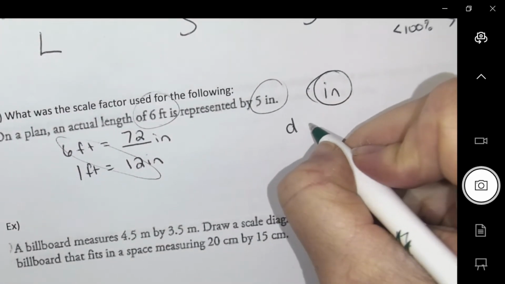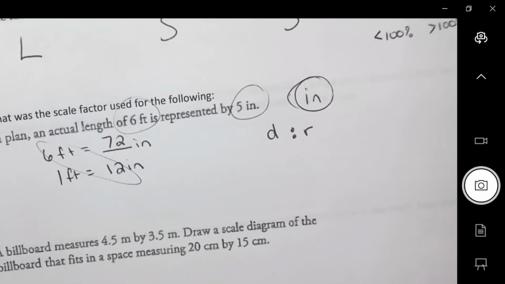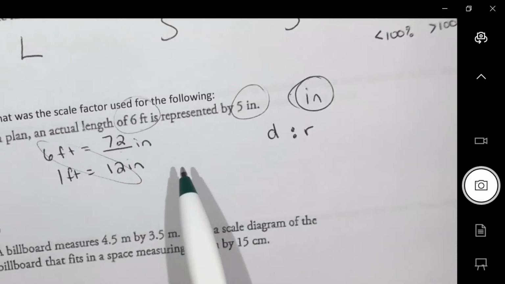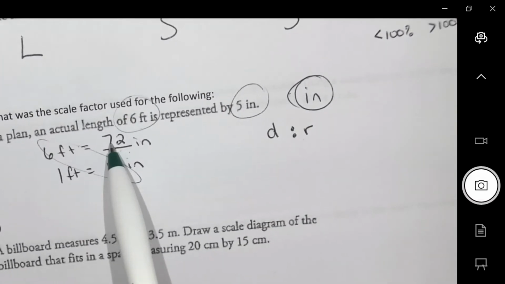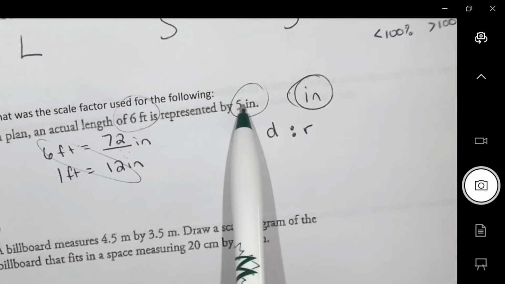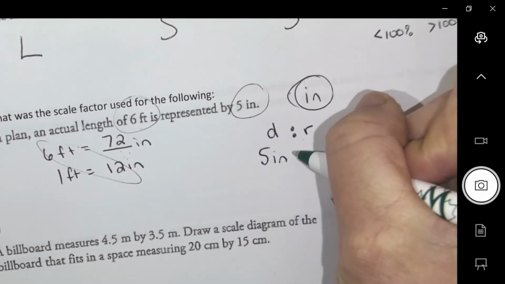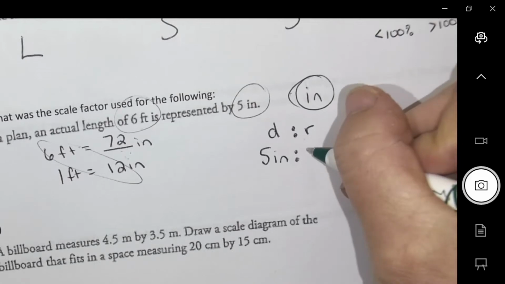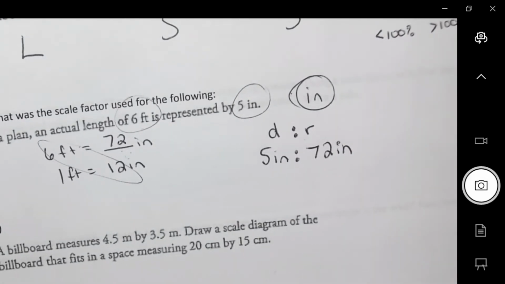Okay, so diagram to real life. Okay, so I have a 72 and a 5. Which one is on the diagram? The actual is 72 and it's represented by 5. So what am I putting on the diagram? 5 inches. And then, but in real life, that's 72 inches.